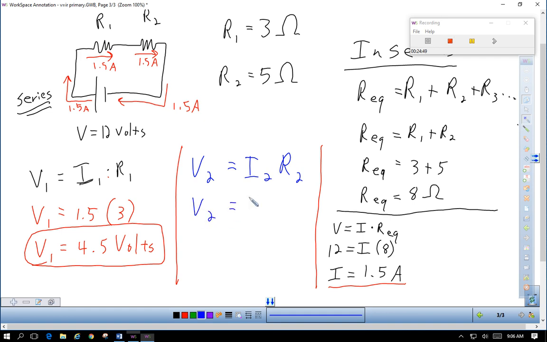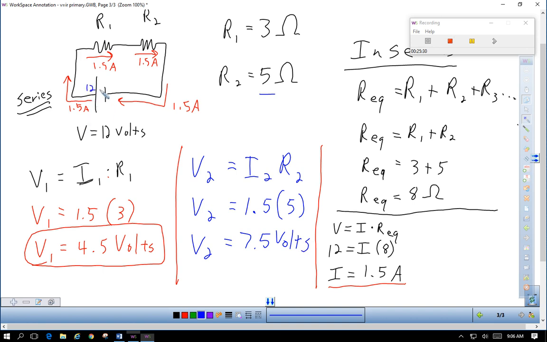So V2 equals I2, which is still 1.5, and this is the real trick of understanding that you have to have here. You have to understand, once you've applied Ohm's law to the whole circuit and found the current for the whole circuit, you have to realize that that is still what's moving through each of those resistors. Okay, so 1.5 times 5. And sure enough, when you take 1.5 and multiply by 5, you will get 7.5 volts. And that's exactly what we would expect.